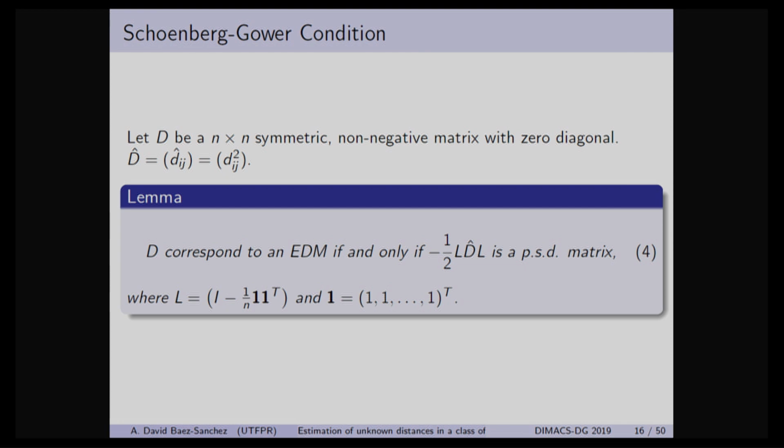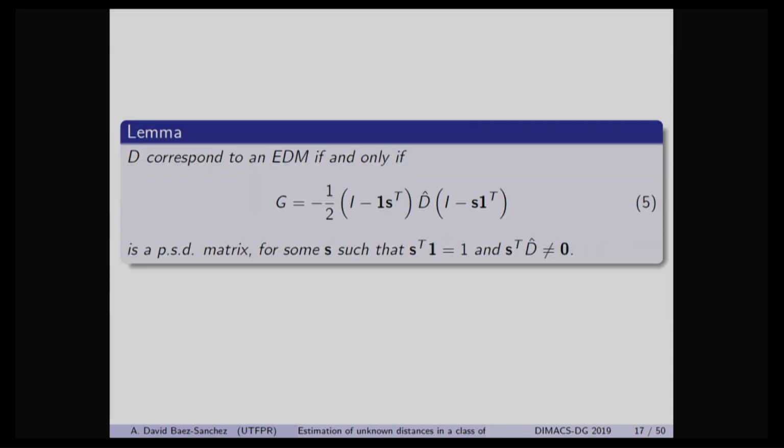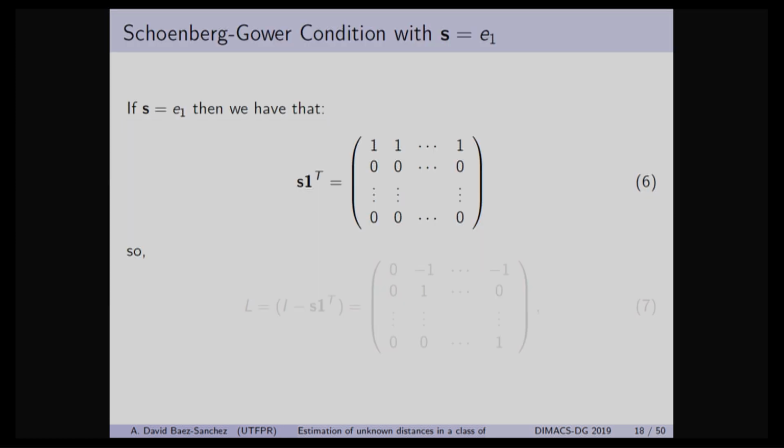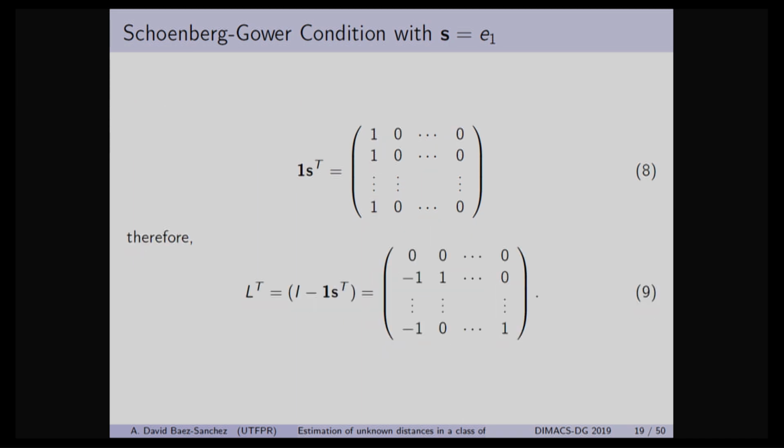The vector of all ones that Professor Al-Faqih already talked about, you have these results, and you have this more general result where you can take another vector to give this equivalence between distance matrix and positive semi-definite matrix. So we are going to use this result, but with a specific vector, the first element of the canonical base. And this is how the matrix looks.